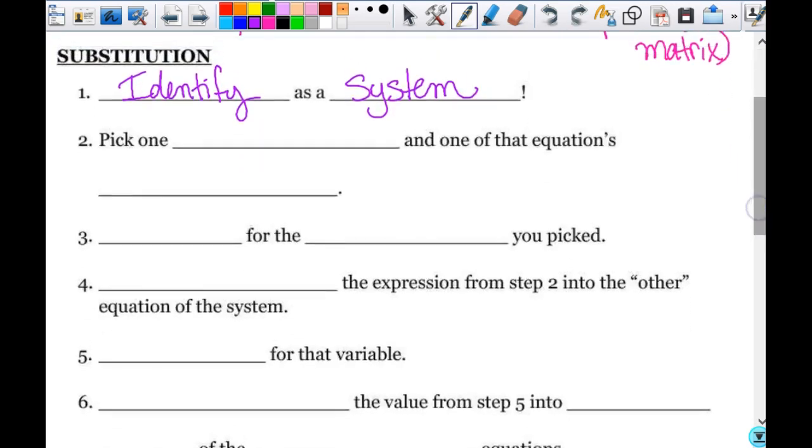So if we're going to do it by substitution, you identify it as a system, you pick one equation, and one of that equation's variables. So I might pick the second equation, and I'm going to solve for x. Another reason that we're going through this is I want to make sure you understand it doesn't matter which equation, and it doesn't matter which variable. And it doesn't have to be both of them.